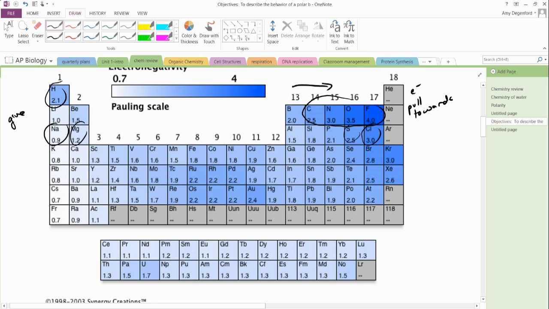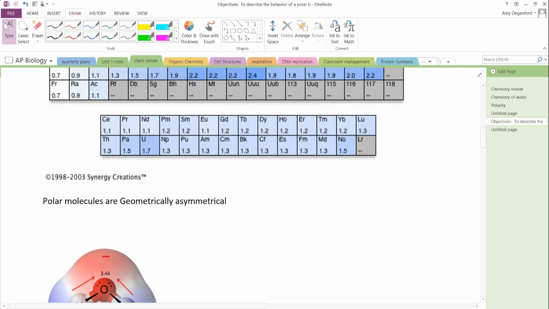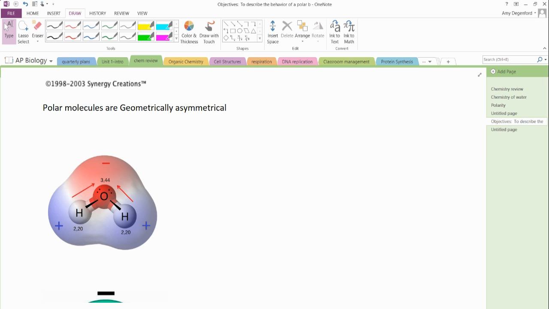Part of this has to do with the fact that you have more protons. When we get towards the right here, you have more protons, and more protons are going to attract more electrons. And so oftentimes you will see an atom that has a high electronegativity paired with one that has a lower electronegativity, and that's what's going to create this unequalness. The other factor is that polar molecules are geometrically asymmetrical. Water is a classic example of this. Because of these two unshared pairs of electrons, water has a bent shape, and that contributes to that polarity.